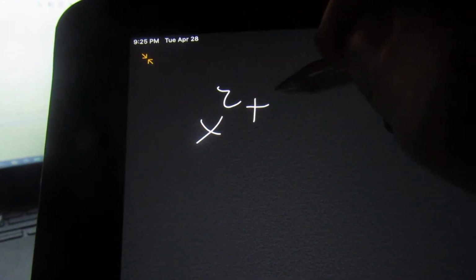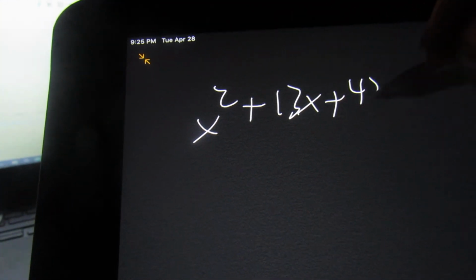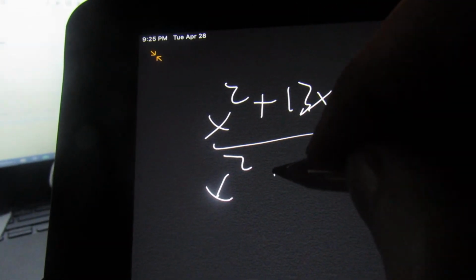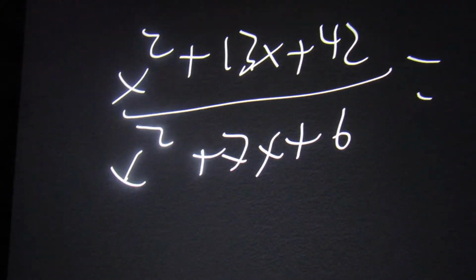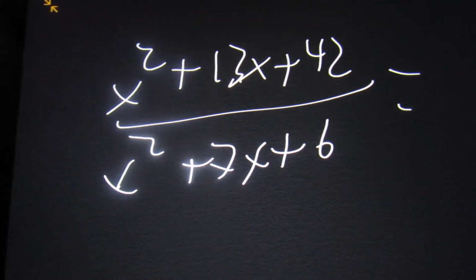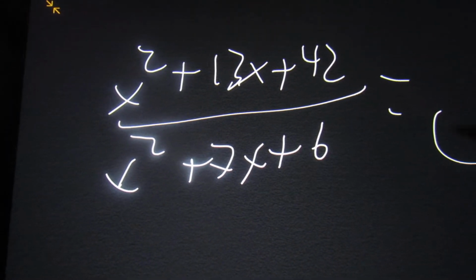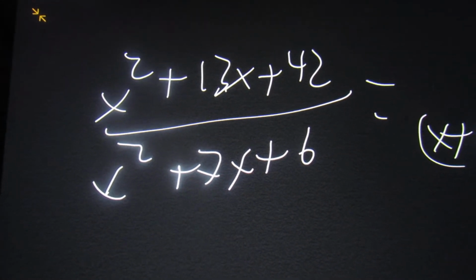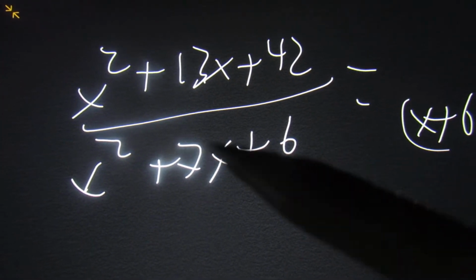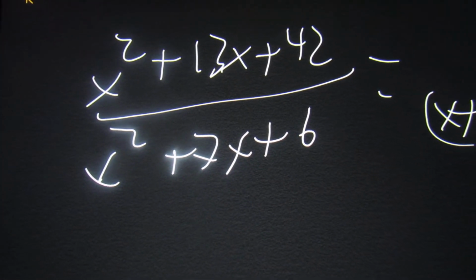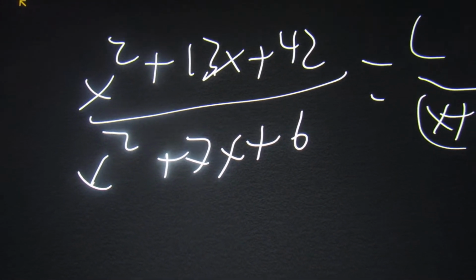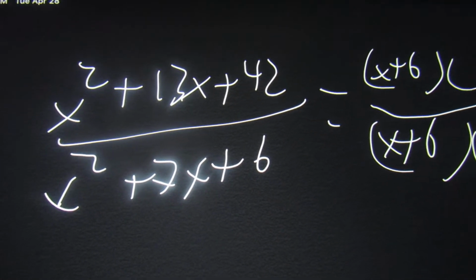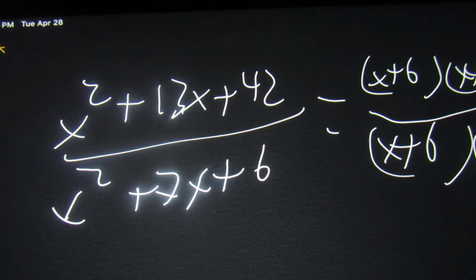Okay, next, let's say we have x squared plus 13x plus 42 over x squared plus 7x plus 6. Do the one that looks easier first. So I'm going to do this bottom one. I'm going to have an x plus 6, x plus 1, because the only factors of 6 that add up to 7 are 6 and 1. Then we have to have factors of 42 that add up to 13, and those are 7 and 6. So x plus 6, x plus 7.